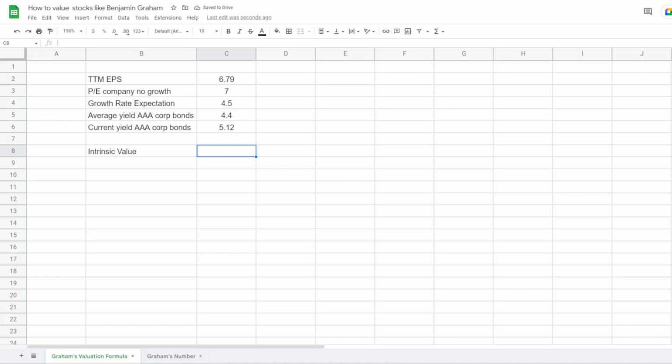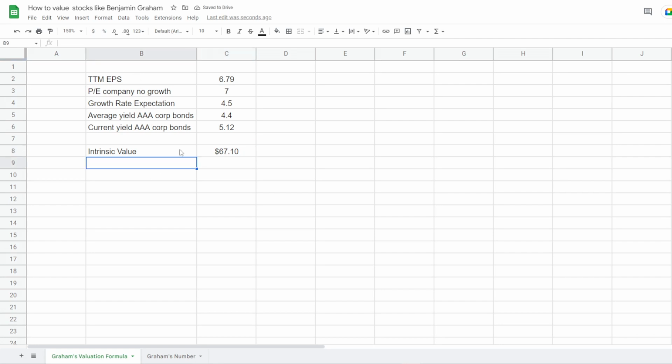The formula goes as follows. We want to do an IS_SUM function, and then bracket open. We want to take the trailing 12 months earnings per share and multiply it by, and then bracket open, the PE of a company with no growth plus the growth rate estimate. Now we want to do bracket close, multiply, and we then multiply by the average yield of AAA corporate bonds. And then we want to do a bracket close again, and we want to do divided by the current yield of AAA corporate bonds. And here we already get our intrinsic value for this company, in this case Johnson & Johnson.